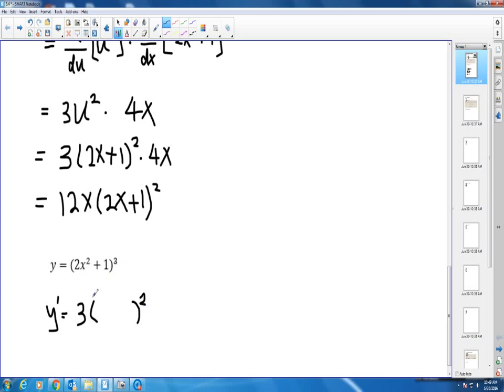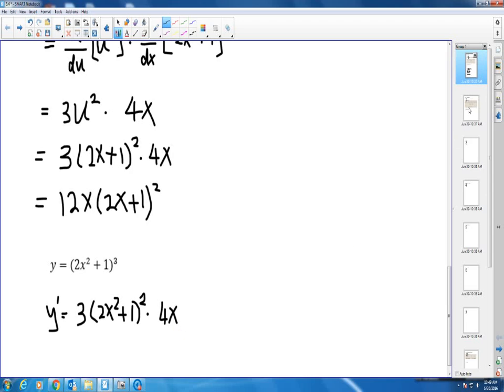Derivative of the outside of the inside, times the derivative of the inside, which is 4x. And that's what the chain rule is. Derivative of the outside of the inside times the derivative of the inside.